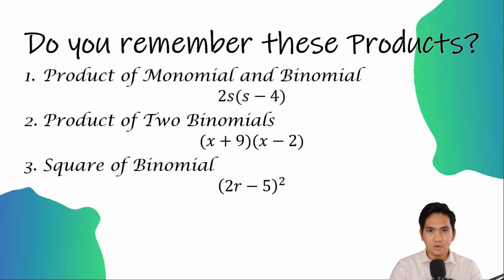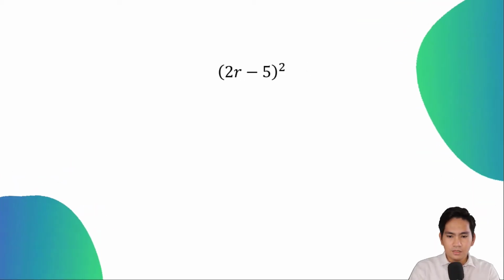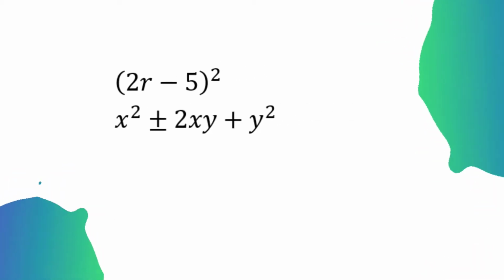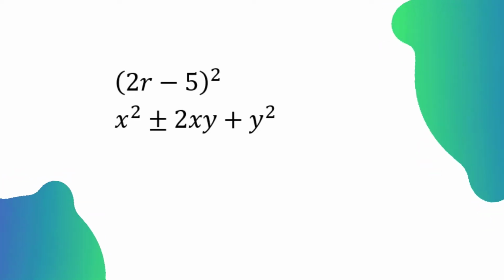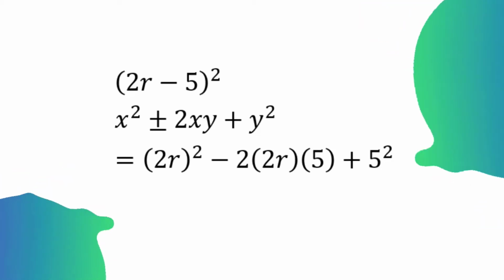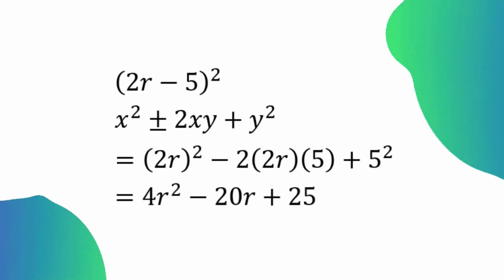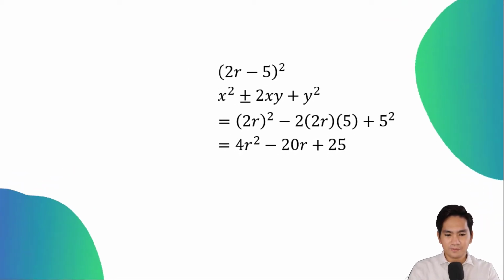Number 3. Square of binomial. 2r minus 5 quantity squared. Squaring binomial. In squaring a binomial, we have to follow this format. We have x squared plus or minus 2xy plus y squared. So squaring the first term, minus multiplying the first term and the second term times 2, and then squaring the last term, resulting into 4r squared minus 20r plus 25.